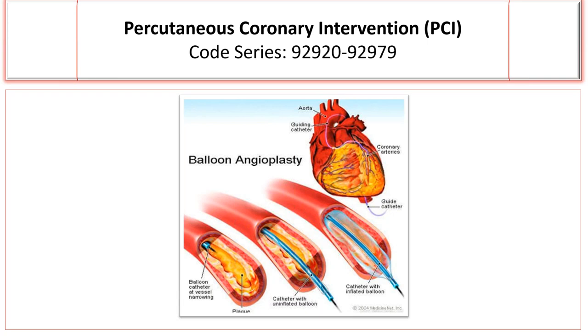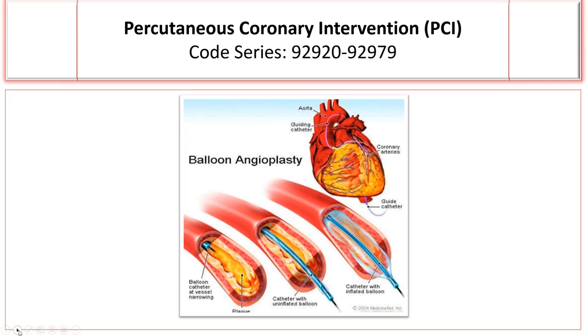All right, coders, let's start talking about percutaneous coronary intervention, which most people refer to as PCI. This is code series 92920 through 92979. These illustrations are basically just graphic depictions. This one is the balloon catheter. This one is the uninflated balloon. And this is representing when the balloon has been inflated.